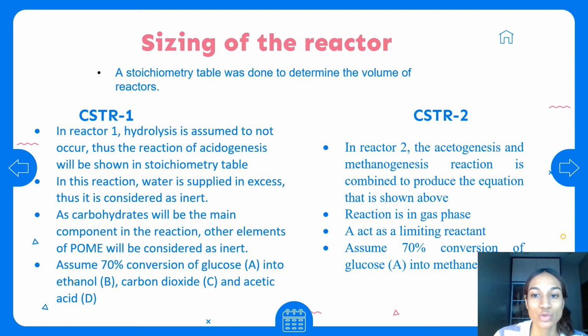In reactor 2, the acetogenesis and methanogenesis reactions are combined to produce the equation that is shown in the report. The reaction is in gas phase, and A, which is the glucose, acts as the limiting reactant. The conversion is assumed to be 70% of glucose into methane. Lastly, after calculating, the volume for reactor 1 was 280.388 meter cubed, while for CSTR2, which is reactor 2, it is 138.07 meter cubed.